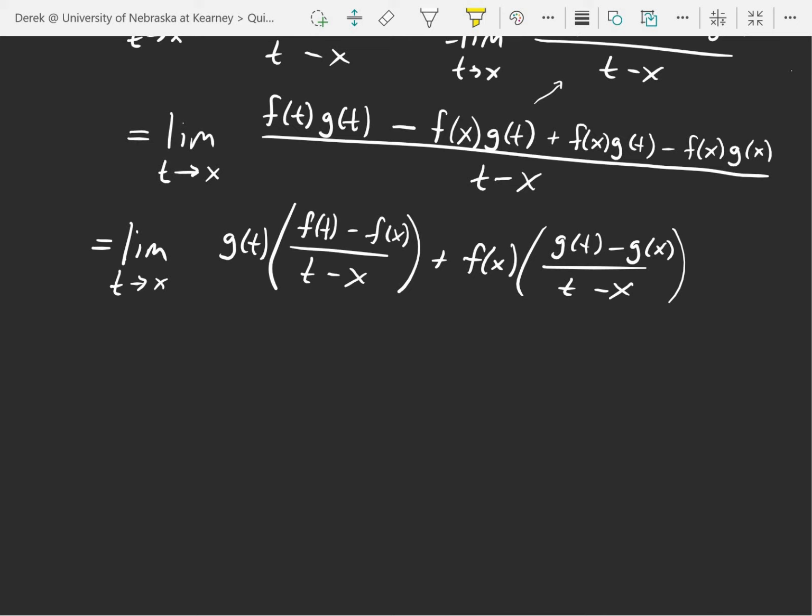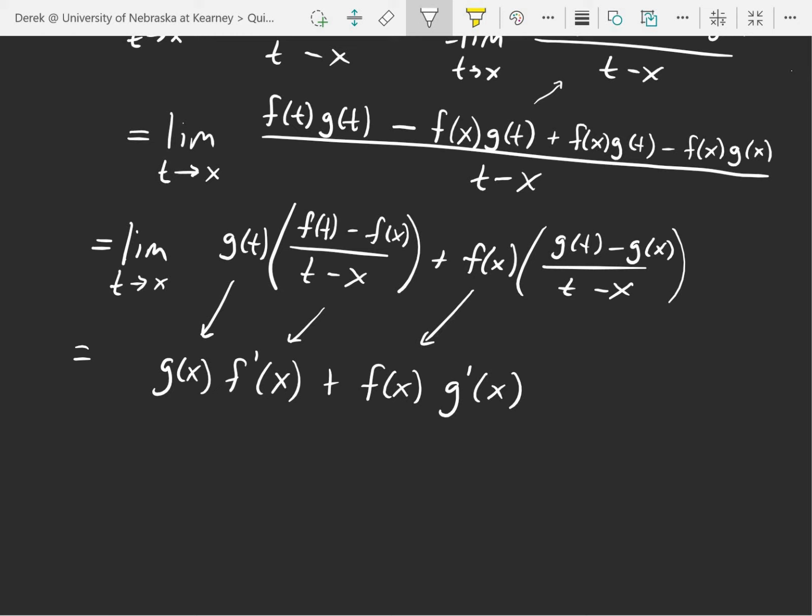So using the product part of 4.4 and the summation part of 4.4, and knowing that g is continuous at x because of the theorem we proved earlier, I see that g of t goes to g of x by continuity of g at x. This goes to f prime at x, just by definition of derivative and being differentiable, plus f of x is just a constant, so the limit of a constant is the constant itself. And this is the derivative of g at x. So that gives me my product rule.